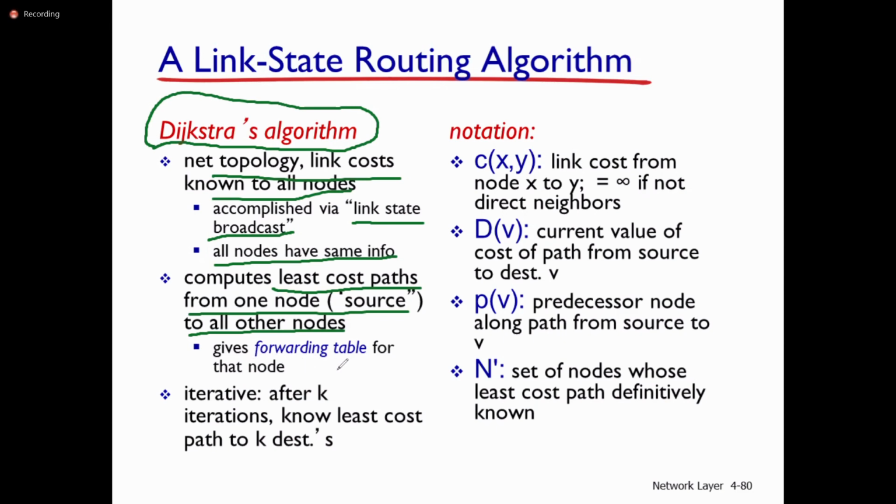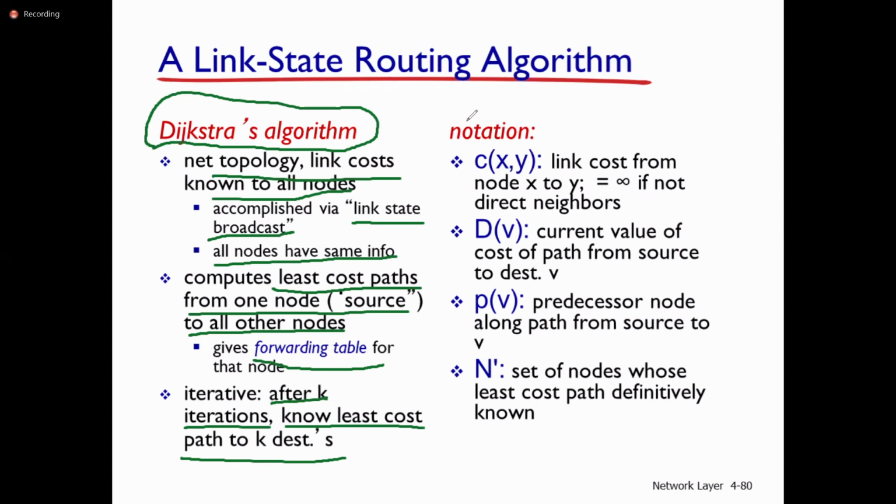This gives the forwarding table for that node. It is an iterative process. After k iterations, we know the least cost path to k destinations. For example, if there are 10 nodes, after 5 iterations we can find the least cost path to 5 destinations. If k is 7, after 7 iterations we know the least cost path to 7 nodes. After 10 iterations, we will know the least cost path to all the nodes in the network from one source node.